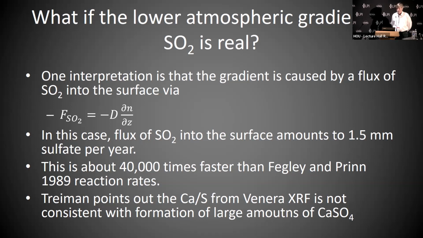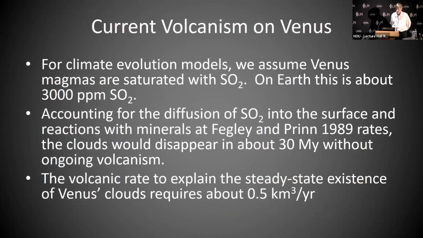And then Alan pointed out yesterday, or maybe Monday, that the calcium to sulfur ratio from Venera XRF is not really consistent with the formation of large amounts of calcite. So we have these conflicting pieces of evidence from the laboratory. It looks like SO2 reacts vigorously with surface minerals, but XRF data from the surface of Venus doesn't really support very widespread thick layers of calcite or anhydrite.